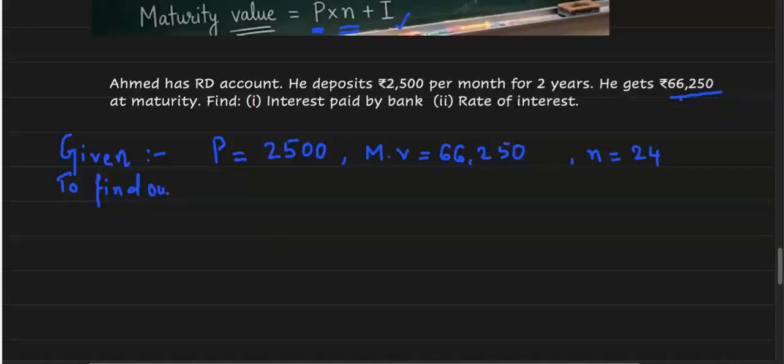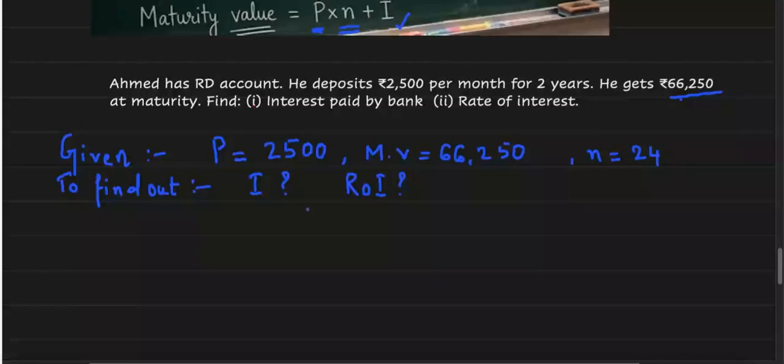To solve, to find out, to know, whatever you like, you can write here. We have to find out the interest paid by the bank, that is I, and also the rate of interest, R. Rate of interest is also something we don't know. These are the two things we are finding out. Got it?